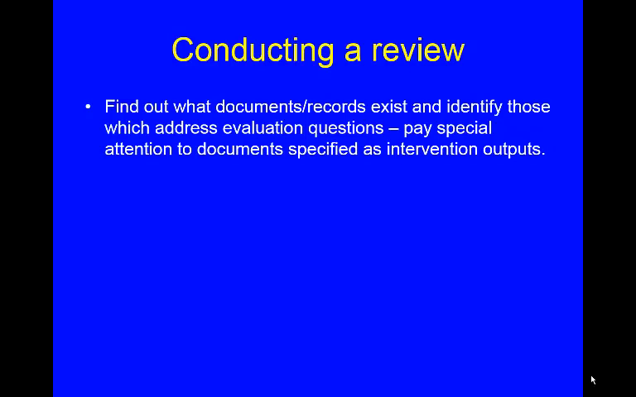So the first stage is to find out what documents and records actually exist, and try to think how those map into your evaluation questions. Now, one key area here will be the documents which are specified within the original log frame, for example, of the intervention as intervention outputs. What did the team who are implementing the intervention promise to produce? Have they produced those? Those documents should be of reasonable quality. They're the ones that the implementation team promised to deliver.